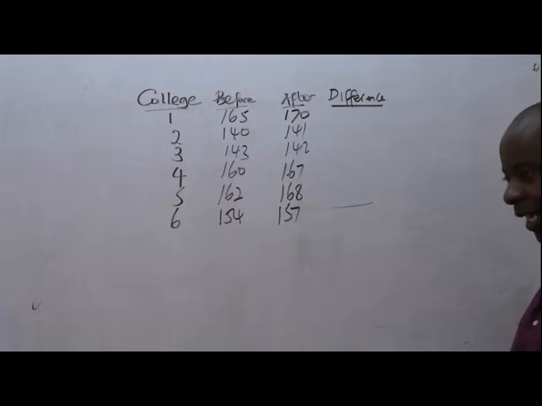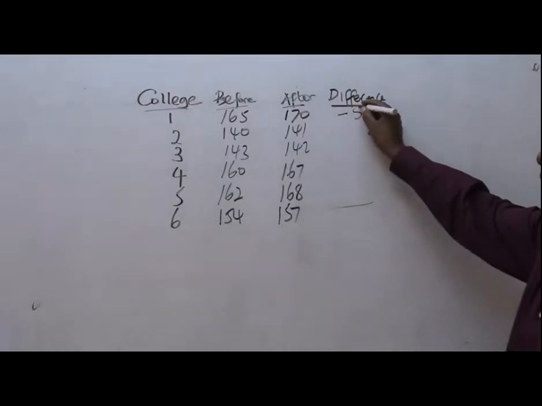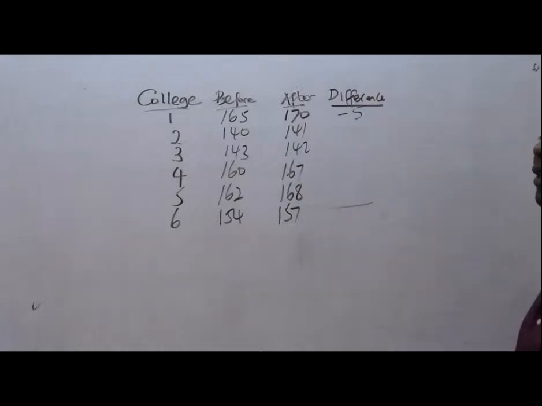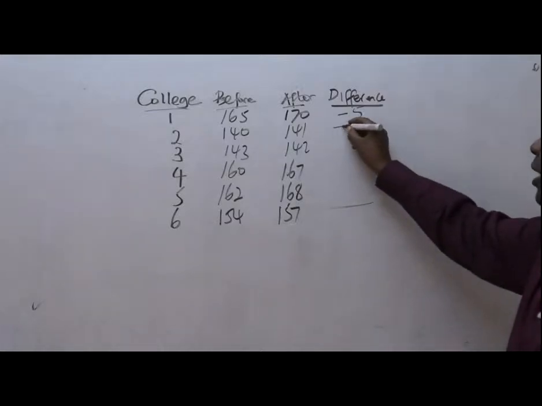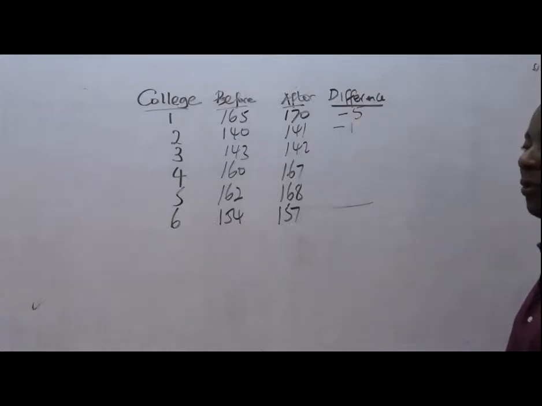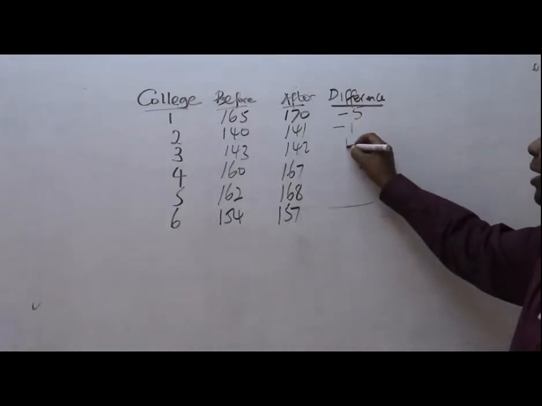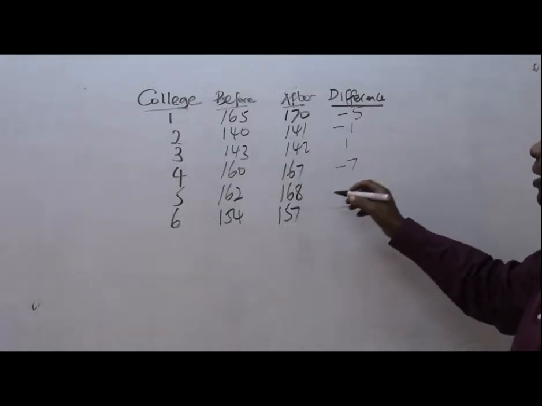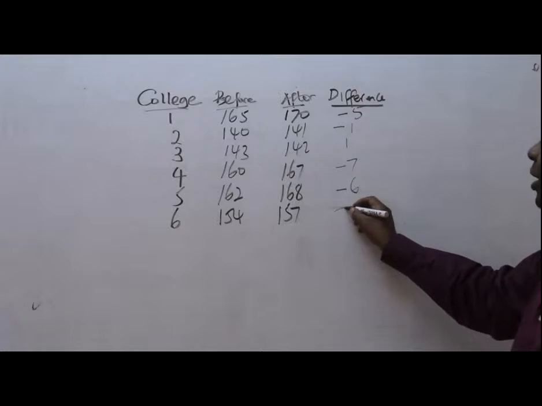Difference means you're subtracting, right? So the first one will be 165 minus 170, minus 5. The second one will be minus 1. The third one will be positive 1. Fourth one will be minus 7. This is minus 6. This is minus 3.